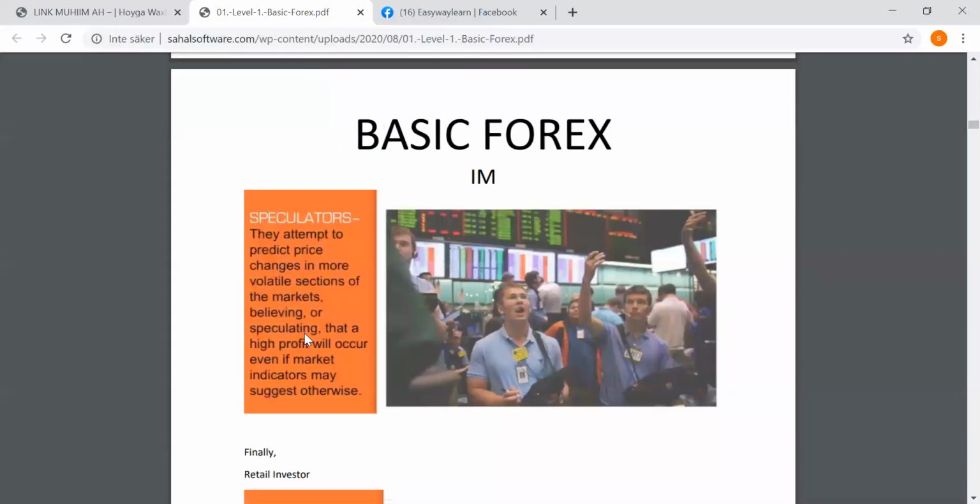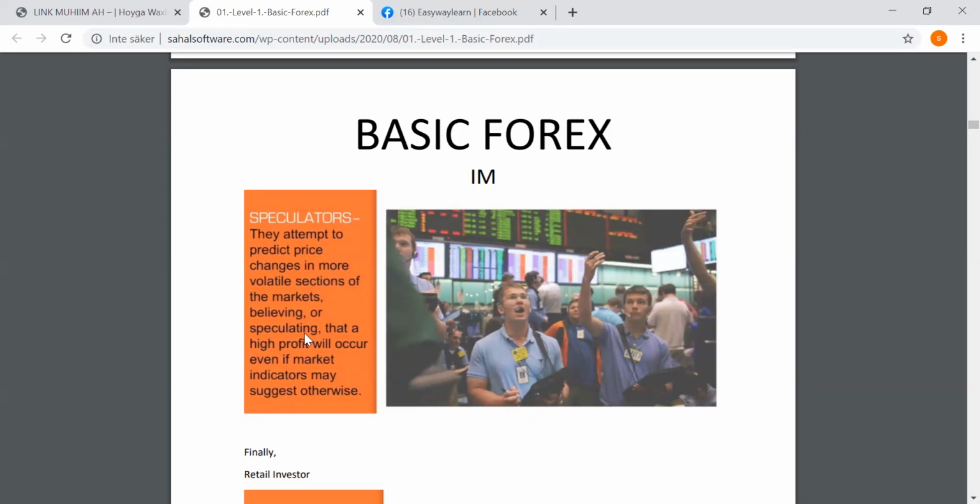This is now an example of speculators. They attempt to predict the price changes. They say that the euro dollar is going this way or that way. They put a lot of explanations in the media, and that makes the market become volatile. When speculators are in the market, you can see that the market is fluctuating, there is high volatility, and they make a lot of profit by these means.